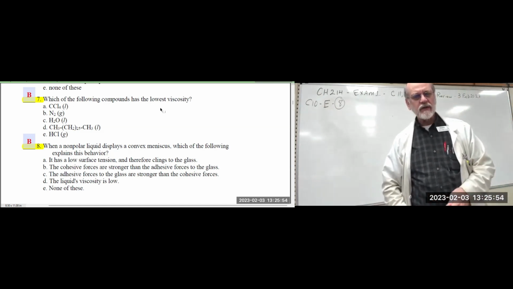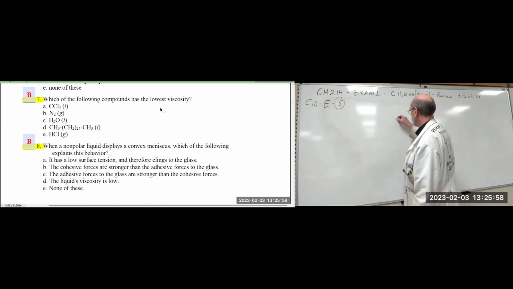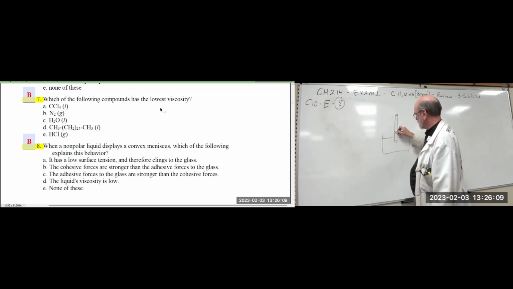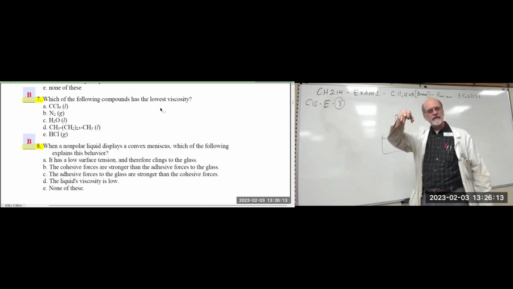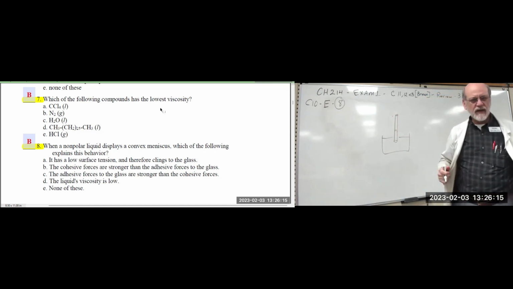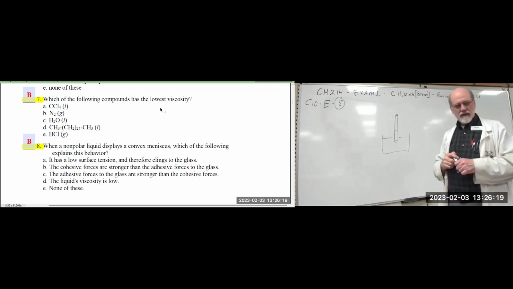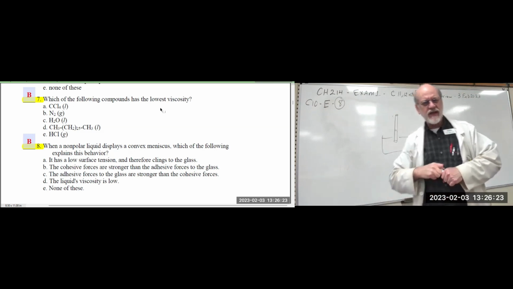When a nonpolar liquid displays a convex meniscus. So we're talking about a liquid, and then we've got a tube here. And it shows a convex meniscus like that. It's humped like this. Which of the following explains that behavior? So A says it has a low surface tension, therefore clings to the glass.